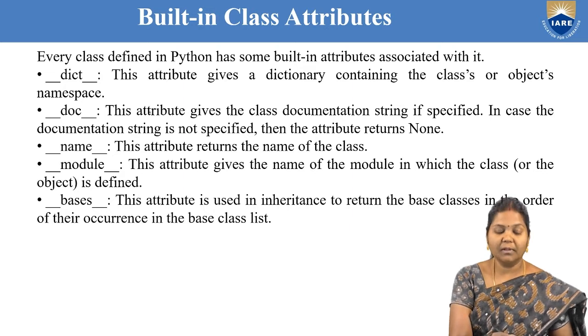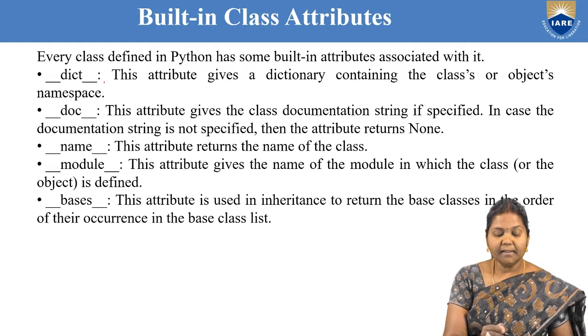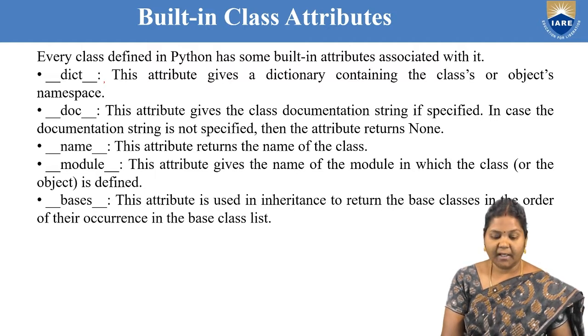So, the first one is called the dictionary attribute. The built-in class attributes start and end with a double underscore. The built-in dictionary attribute gives the class or object's namespace in dictionary format. The second one is called the doc attribute. This attribute gives the class documentation if specified.